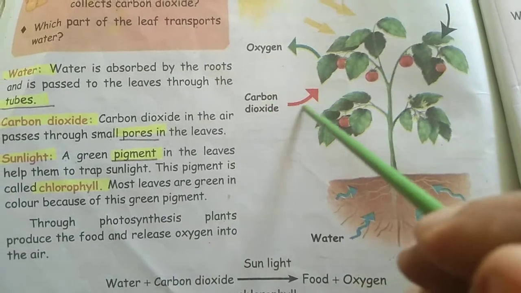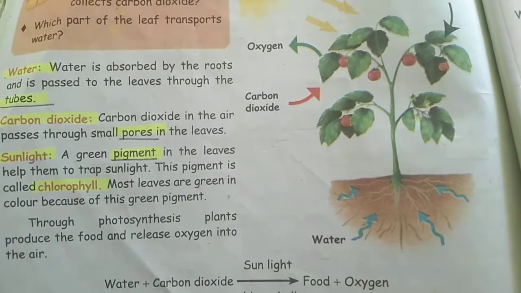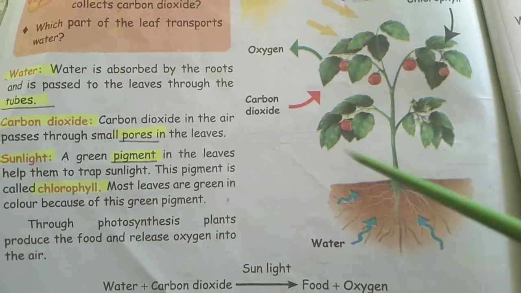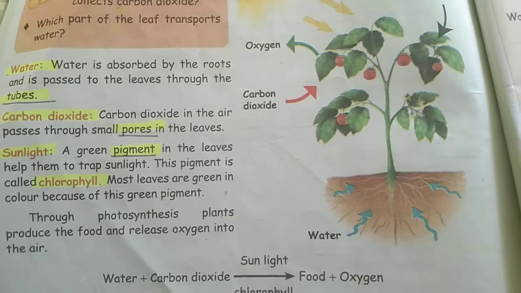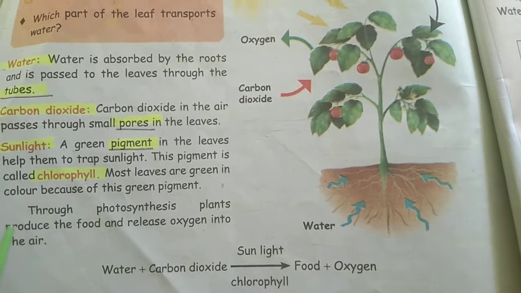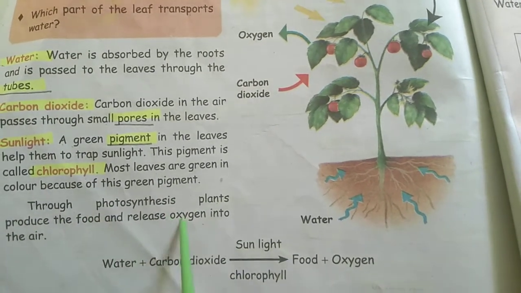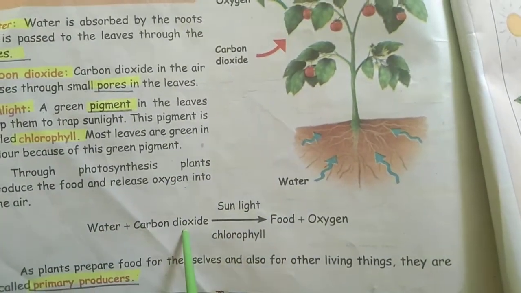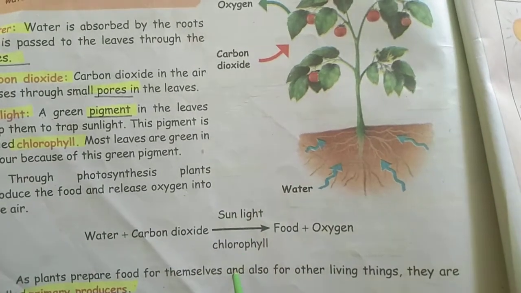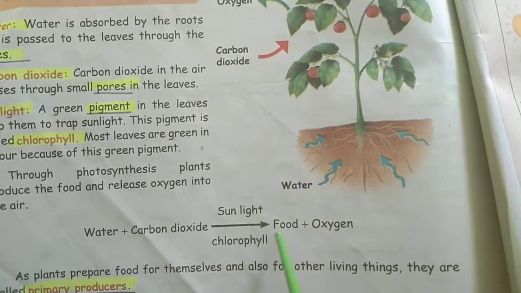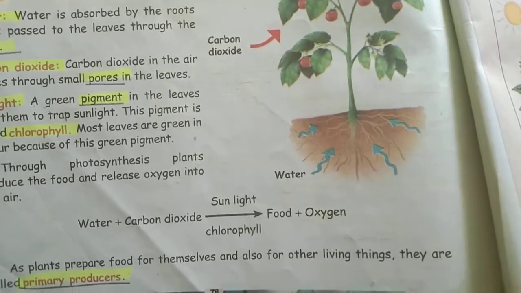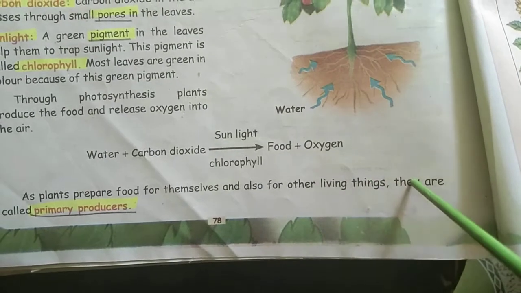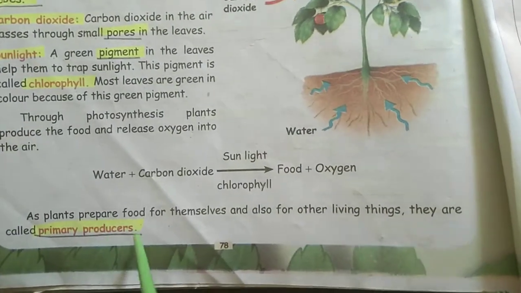Through stomata, air enters the leaf, and then they use the water they get from the root. So with these three things, they make their own food. Through photosynthesis, plants produce food and release oxygen into the air. Water plus carbon dioxide plus sunlight and chlorophyll, they make their food and release oxygen. The plants prepare food for themselves and also for other living things. They are called primary producers.